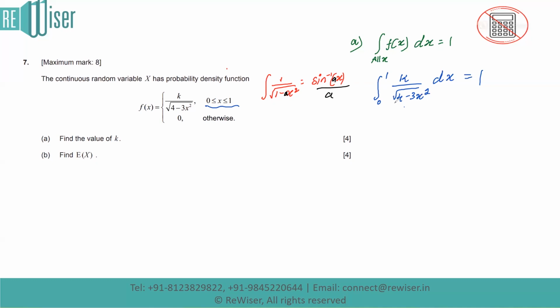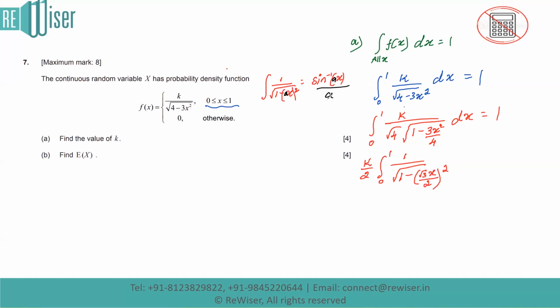Now, to make it in that format, I'm going to take 4 common out in the denominator, and it comes out of the square root. So k over square root of 4 into square root of 1 minus 3x squared by 4, into dx, is equal to 1. Square root of 4 is just 2, and k over 2 I can take outside. So it's k by 2 into the integral from 0 to 1 of 1 over square root of 1 minus root 3x over 2 the whole squared. Of course, it has to be ax the whole squared, only then it would work.